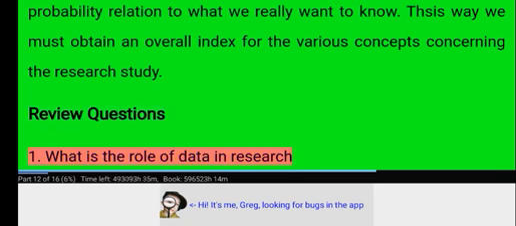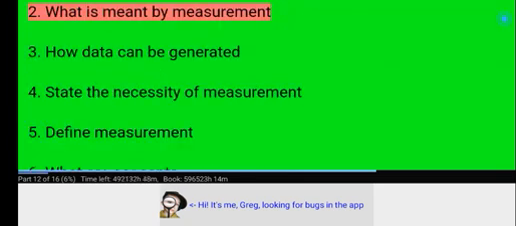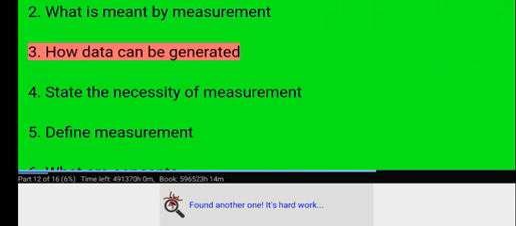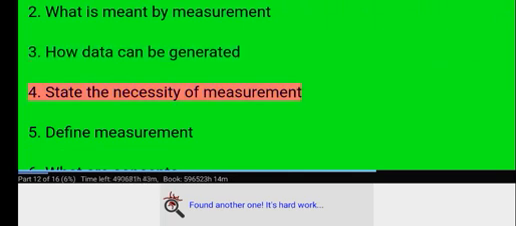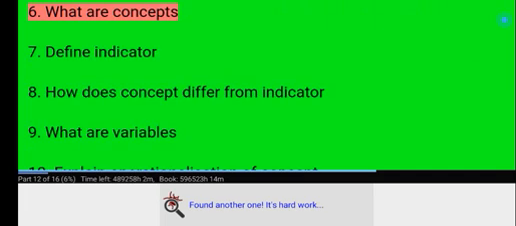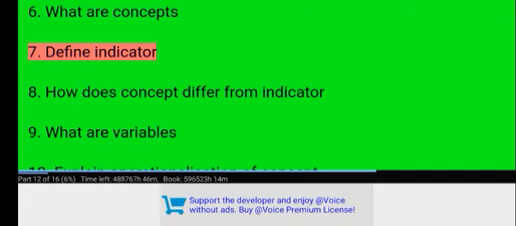Review questions. 1. What is the role of data in research? 2. What is meant by measurement? 3. How can data be generated? 4. State the necessity of measurement. 5. Define measurement. 6. What are concepts? 7. Define indicator. 8. How does concept differ from indicator?